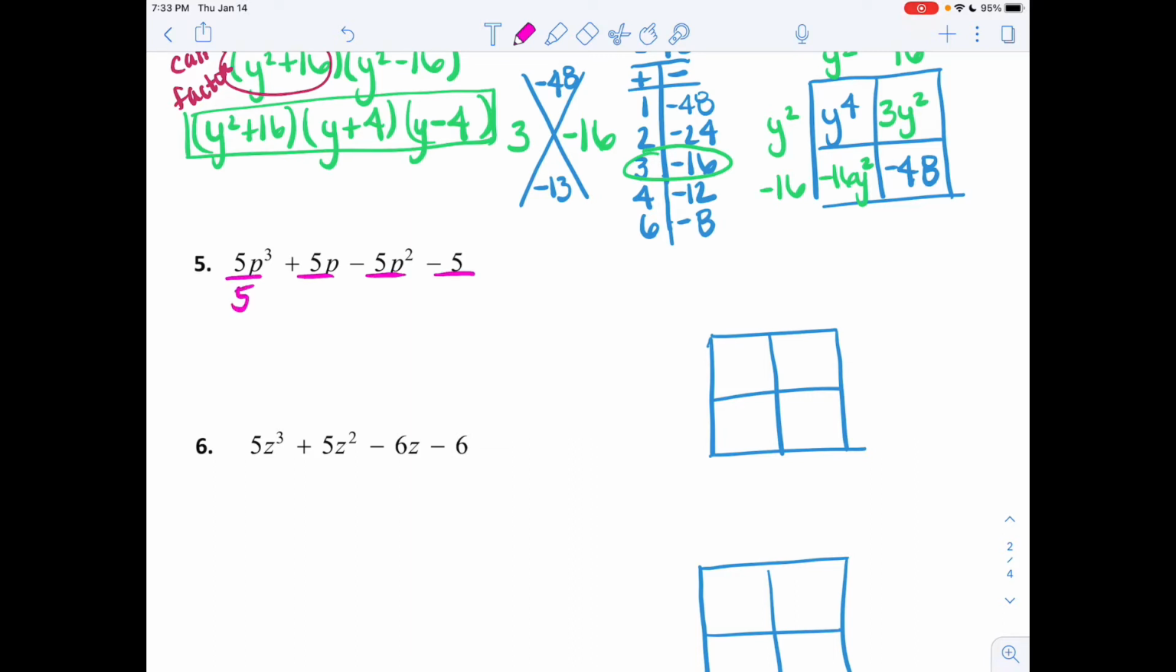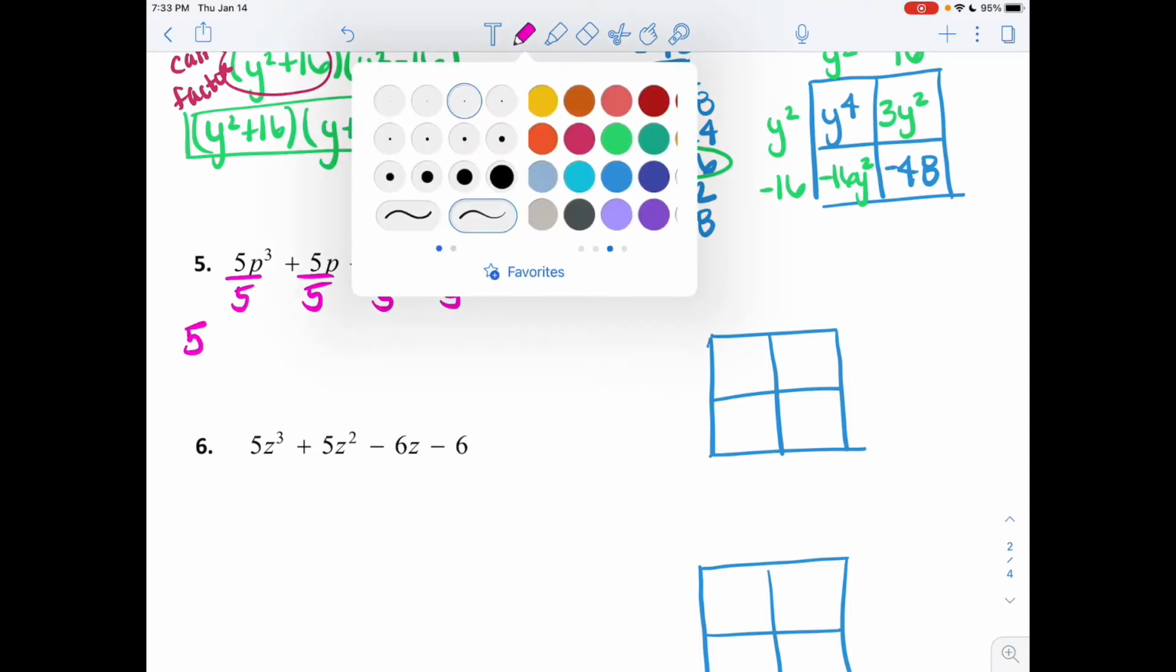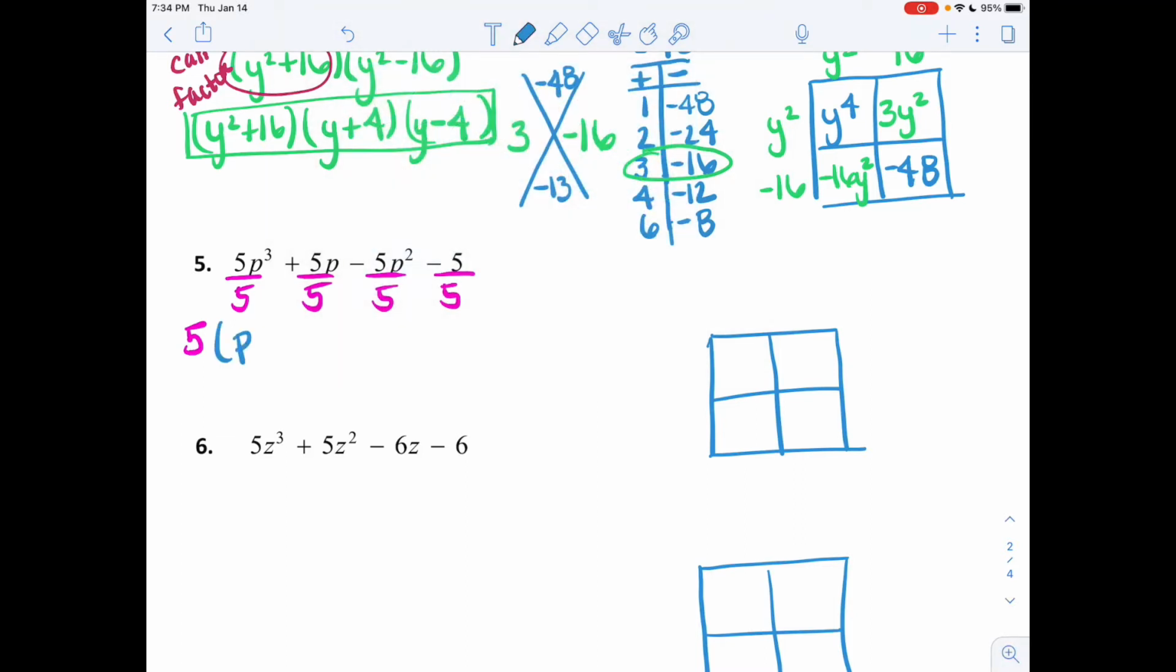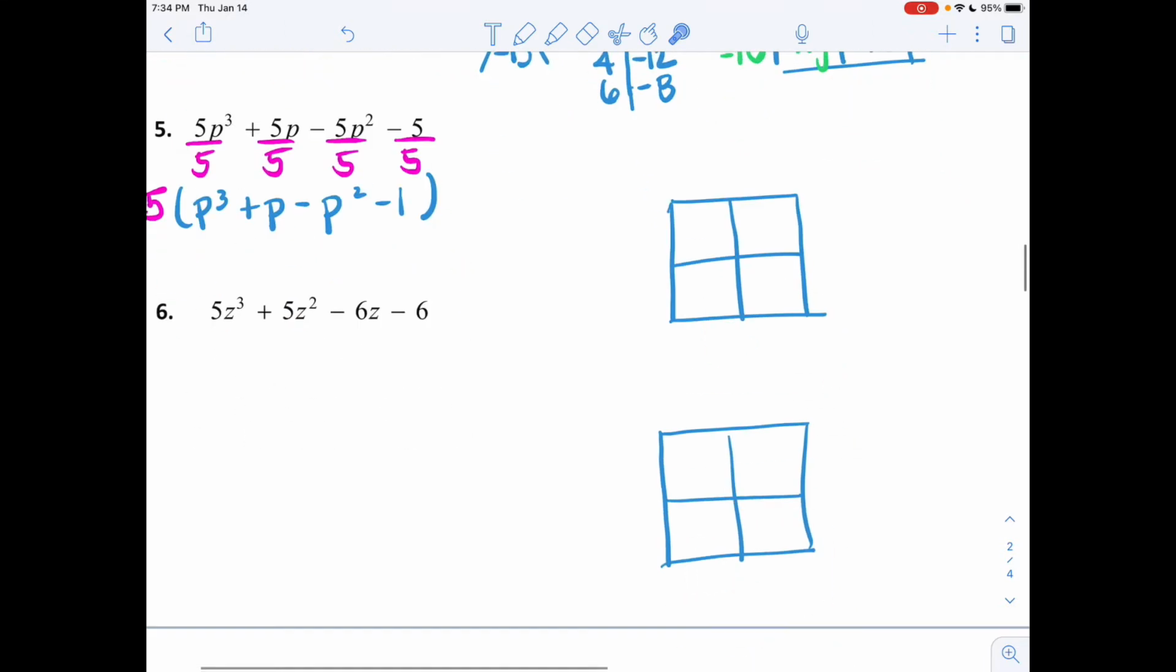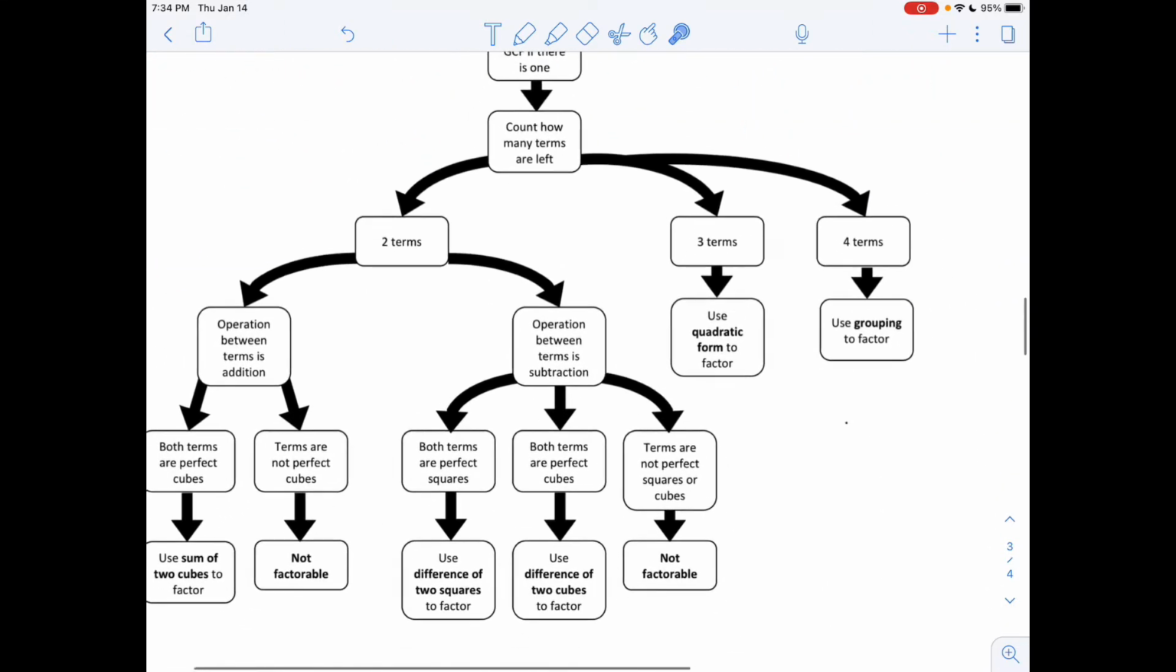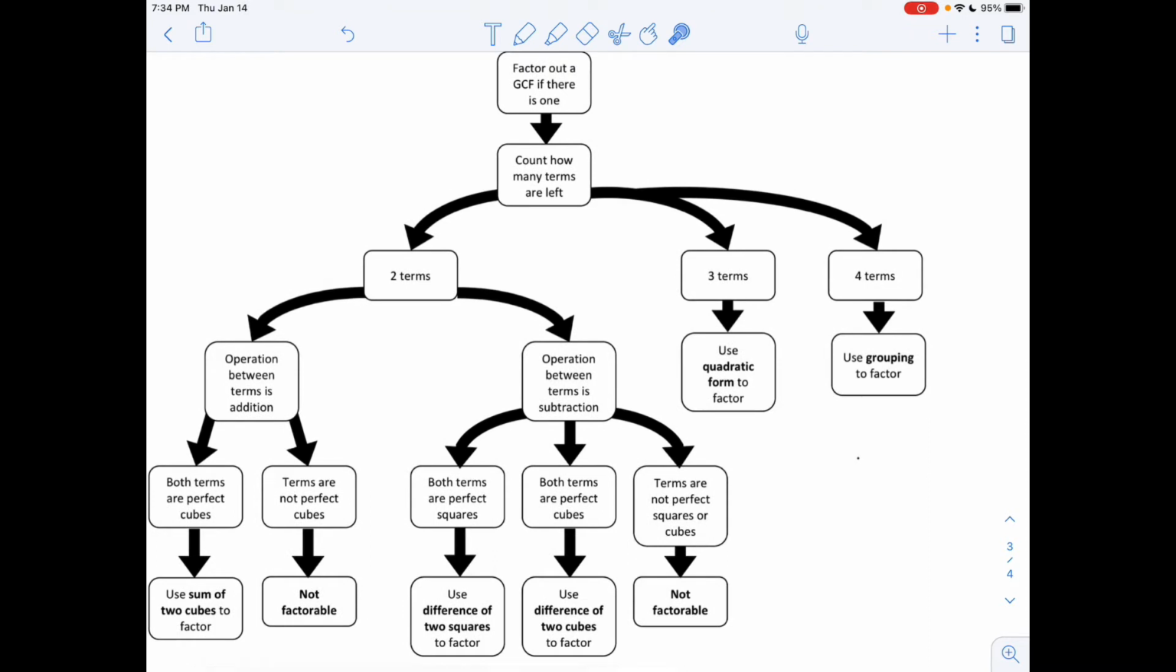So I'm going to divide everything by 5. Bring that out as a GCF and then say what I have left. And what I have left is going to be P cubed plus P minus P squared and minus 1. Let's count how many terms there are. There looks like a lot. 1, 2, 3, 4. Taking a peek down here at my chart, if I have 4 terms left, we're going to be using grouping to factor.